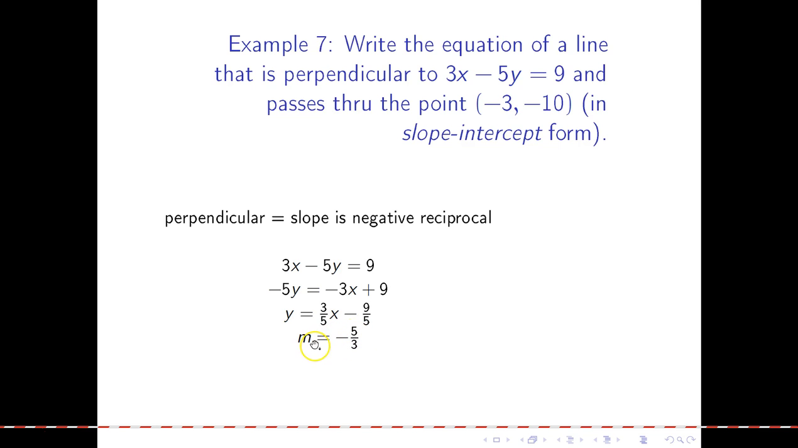Now we have slope, we have a point, -3, 10. Can you put both of those together to write the equation of this line in slope-intercept form? Go ahead and pause the video and work through it.